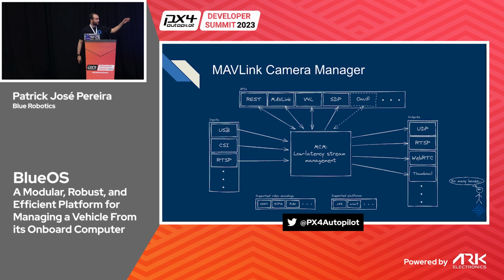In the Mavlink Camera Manager, as you can see, we support multiple inputs. Right at the moment, USB, CSI, RTSP. We are working on ONVIF and others. We also provide a series of endpoint integrations like REST, Mavlink, Video for Linux, SDP, ONVIF, WebRTC. Main outputs are UDP, RTSP, WebRTC, and thumbnails. You can also grab screenshots directly if you want. And it was also designed to have really low latency. We can get around 120 milliseconds of latency, but it depends also on the camera.